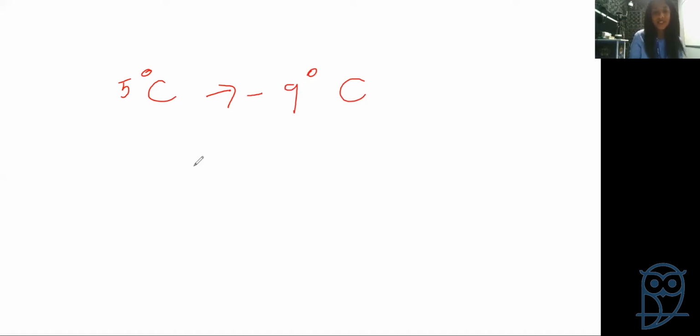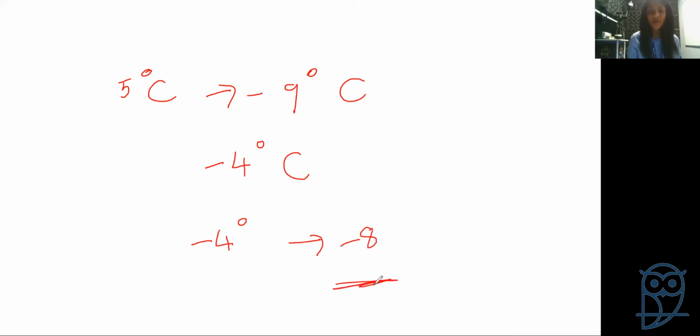And we will write it like this. 5 degrees Celsius minus 9 degrees Celsius will be minus 4 degrees Celsius. And if I have to say that the temperature was minus 4 degrees and it dropped by 8 degrees, I'm basically saying that the temperature dropped by 8 degrees Celsius.